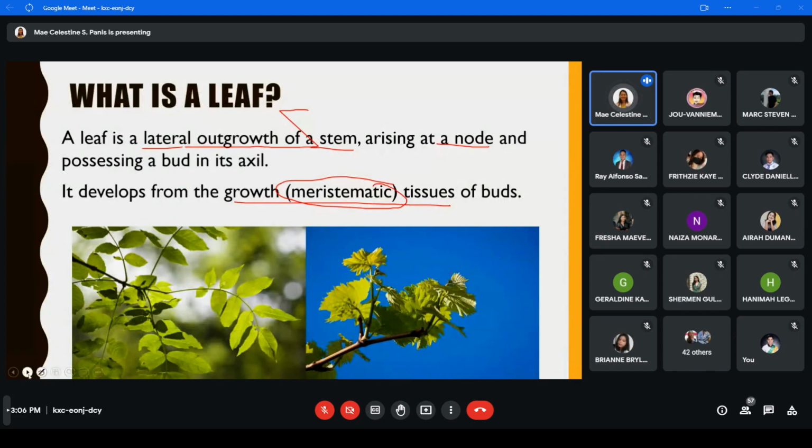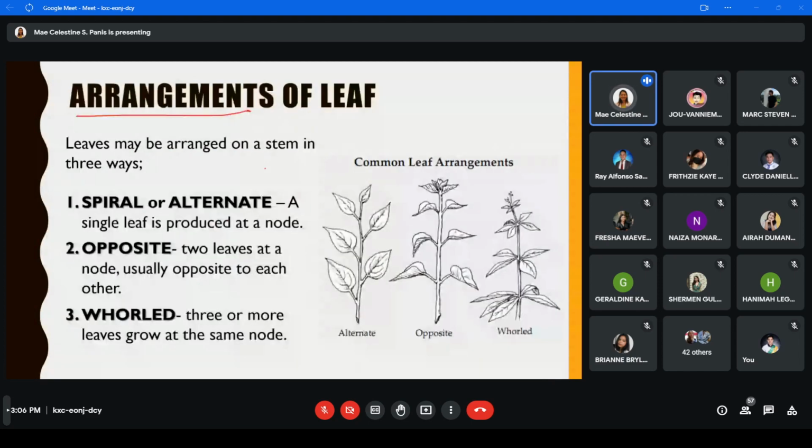The leaf also has arrangements, which we can see, since leaves grow on the stem. So there are leaf arrangements as well. Leaves may be arranged on a stem in three ways. Okay? It can be spiral or alternate, or it can be opposite or whorled. When we say spiral or alternate, a single leaf is produced at a node. So only one leaf per node. Okay? So this is an example of alternate arrangement.